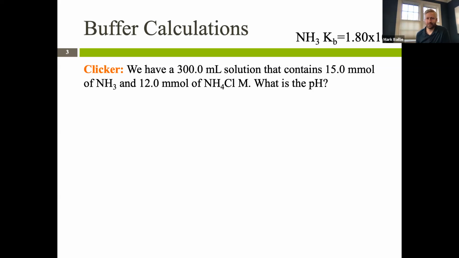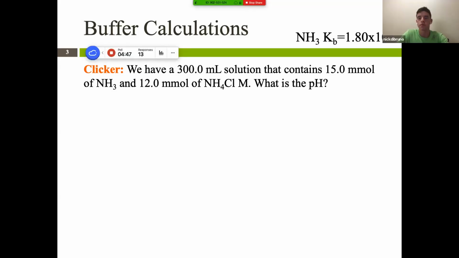Nick, can you share what you're thinking about how to start this and why? So our group had talked about maybe finding the Ka value first. Why? Because we're going to use the negative log of the Ka. So that's how we're going to start it.